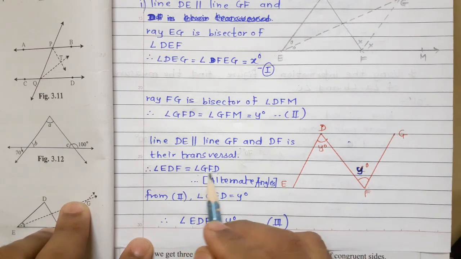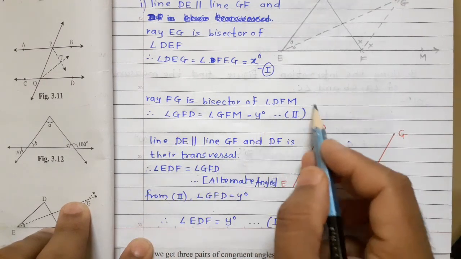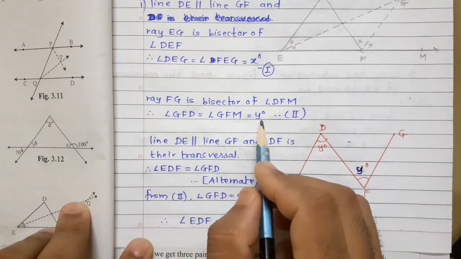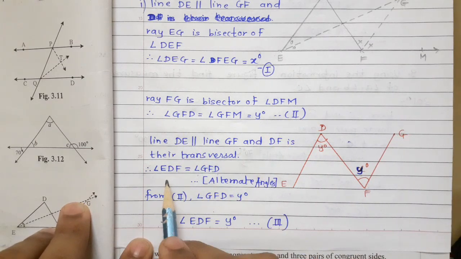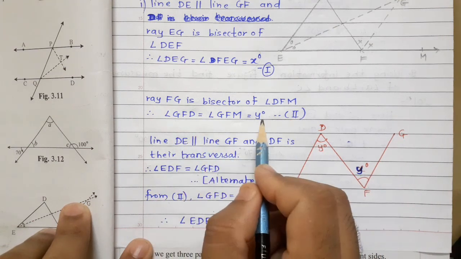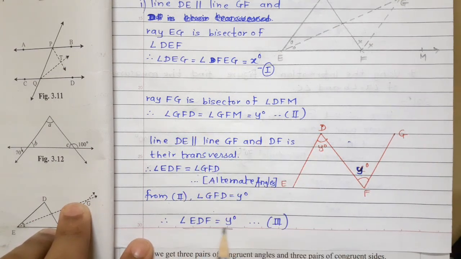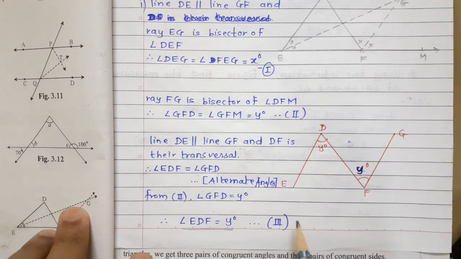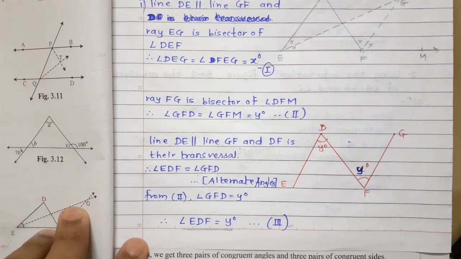But see, angle GFD is equal to y degree in equation number 2. Therefore, we have angle EDF is equal to GFD, and GFD is y degree. Then we can write angle EDF is equal to y degree. Give it as equation number 3.